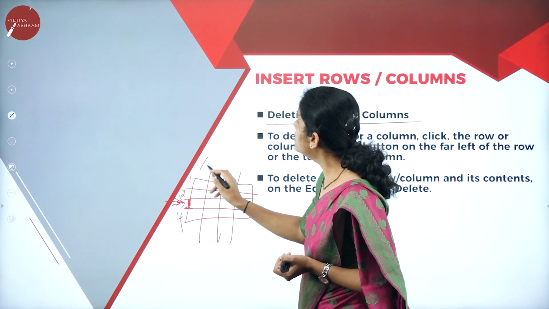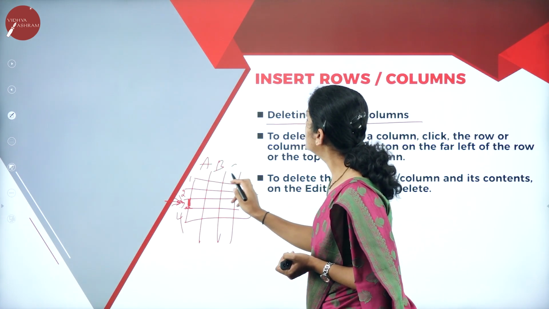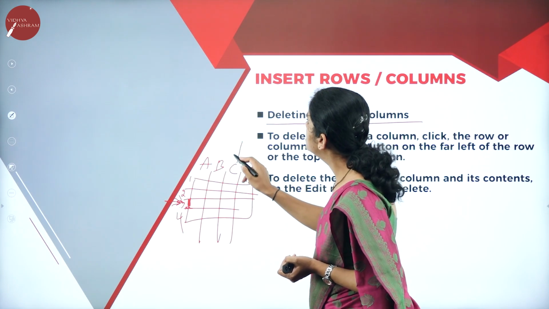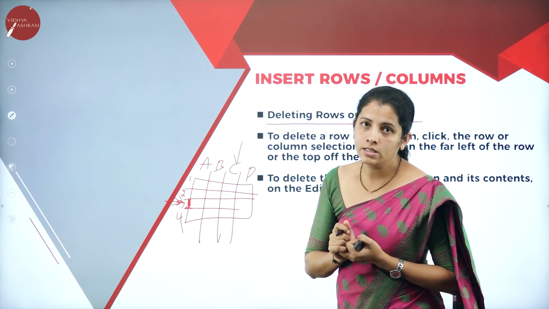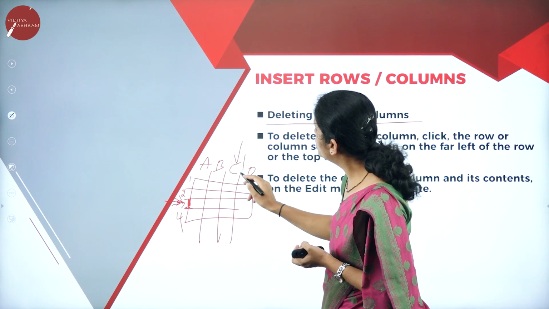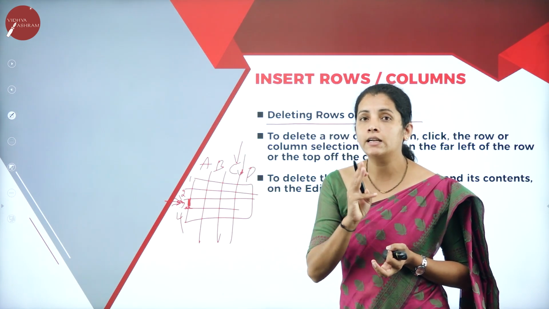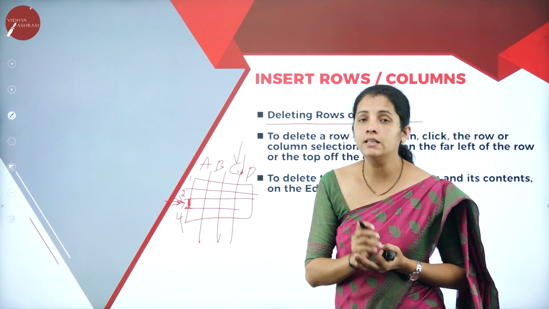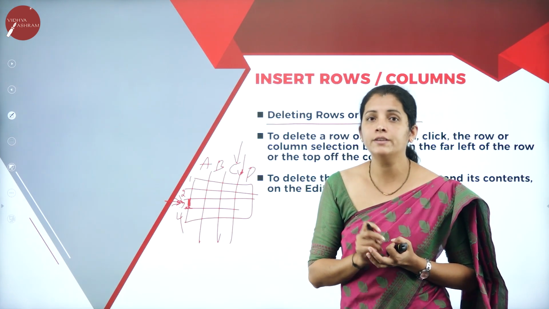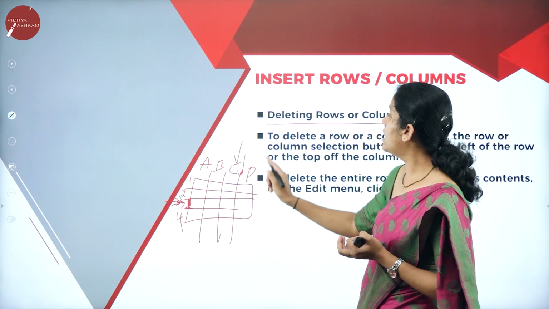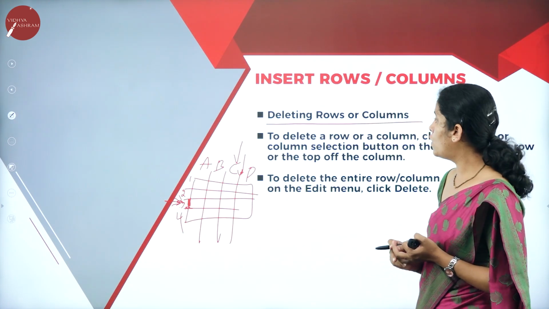And for a column, same thing. Think that I want to delete the column called C. What will I do? I'm going to place the cursor here. Once again, I'm going to right click my mouse button. Then I'm going to get the option called delete, and I'm going to delete the column.